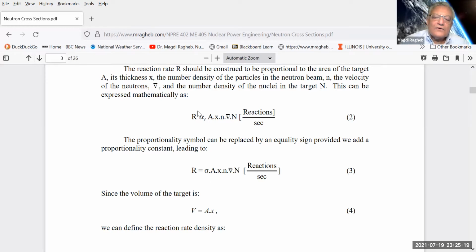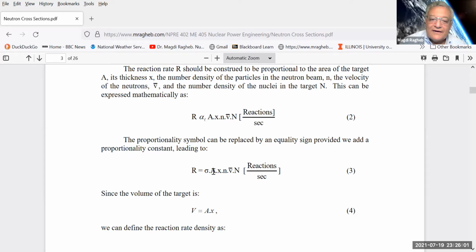And then we can write that the reaction rate is going to be that proportionality constant multiplied into the area, multiplied into the thickness of the target, multiplied into the number density of neutrons in the beam, multiplied into the number density of the nuclei in the target, multiplied into the velocity or the speed of the neutrons in the beam. Well, this looks complicated, so let's try to simplify things so that we can gain insight into what's going on in terms of interactions per unit time or the rate of reactions between the neutrons and the material in the target.